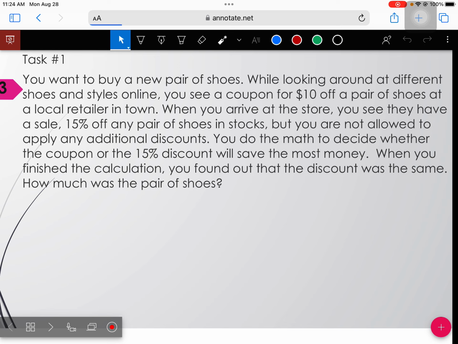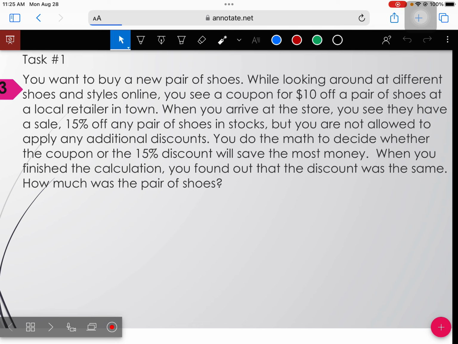How much is the pair of shoes? Okay. That is what we need to find. What else is important in this problem? What's going on? Whether you should use the coupon or the sale. Okay, the coupon or the discount, that is true.